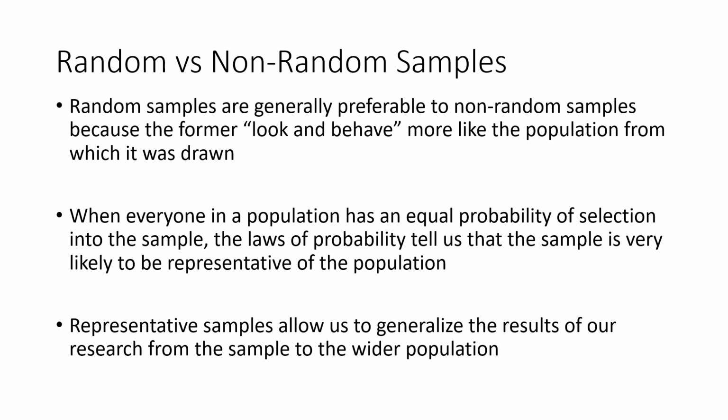and then we try to generalize the results of those analyses, which are derived from the sample, to the population. So it follows logically that when we're sampling, ideally we want our samples to look and behave as much as possible like the wider population from which the sample was drawn. And the best way to ensure that this is the case is to use random sampling, right? So random samples are generally preferable to non-random samples because random samples tend to look and behave more like the population from which they are drawn.